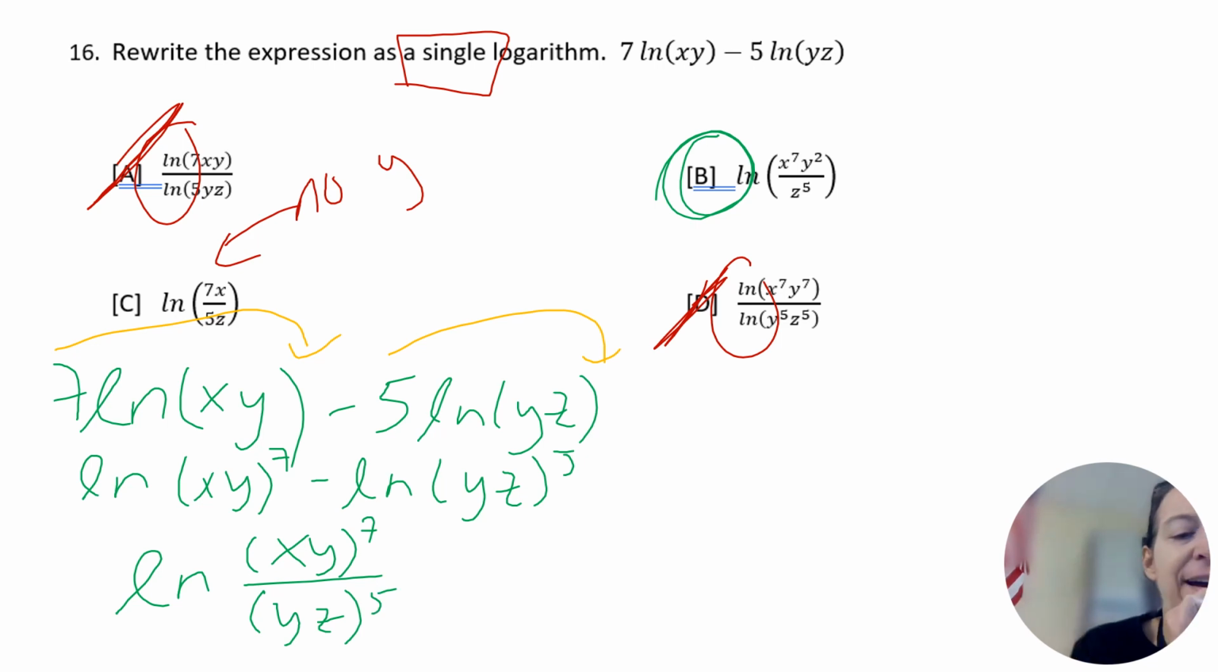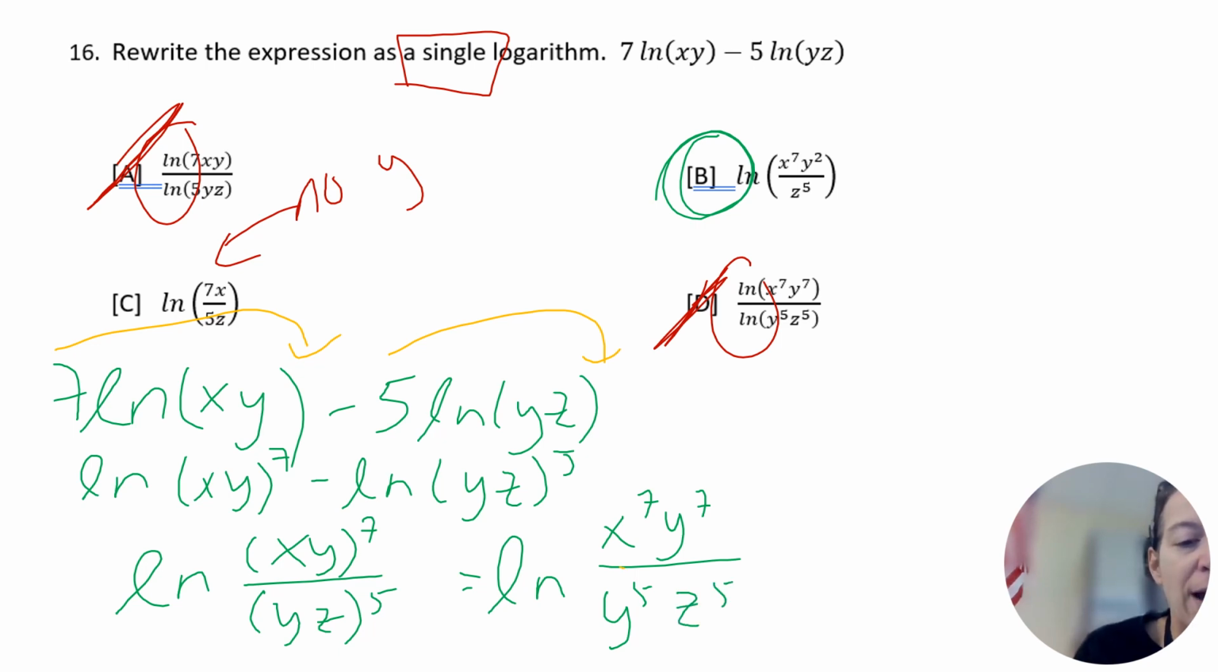So right there, I am thinking, now the y's are not canceling out. This has got to be b. But let's see if we can get there from here. If you have an exponent outside, it goes with everything inside. So that's x to the 7th, y to the 7th. And then in my denominator, it's y to the 5th, z to the 5th.